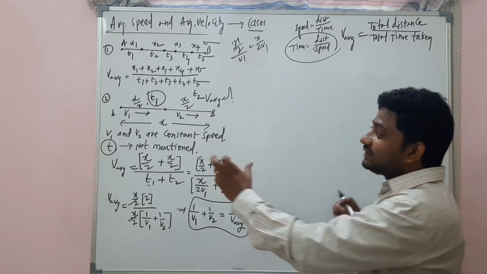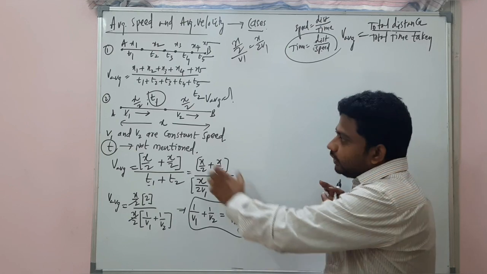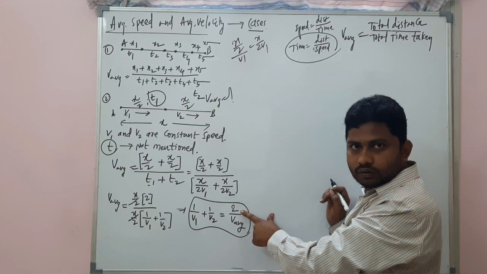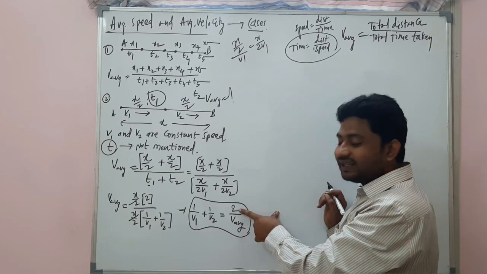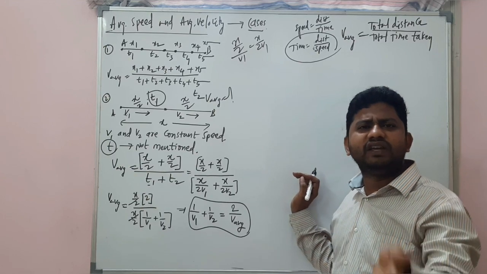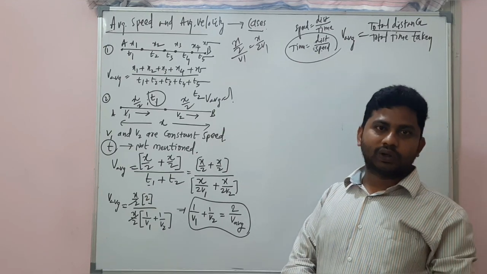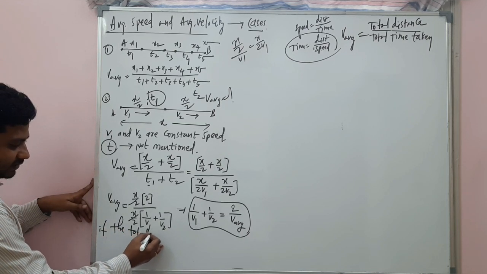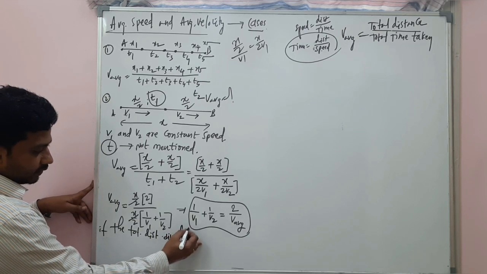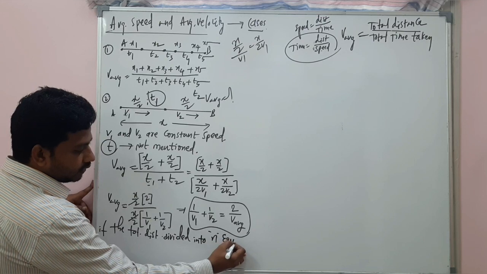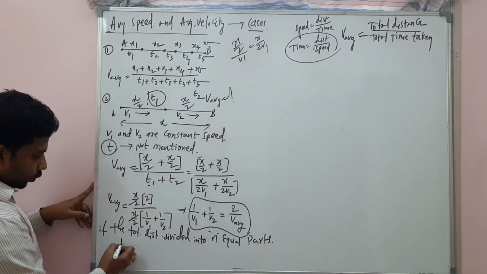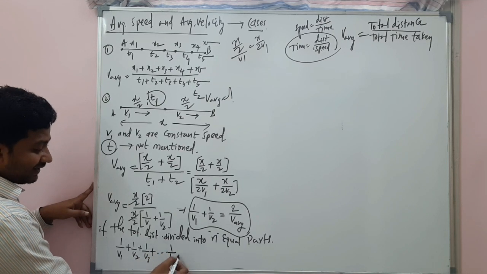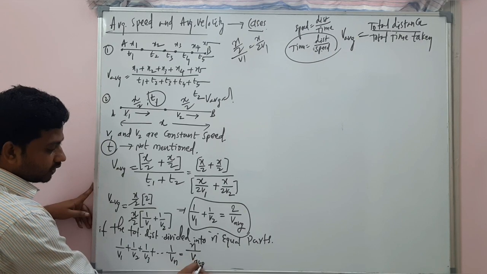When the total distance is divided into 2 parts, this is 2. When the total distance is divided into n equal parts, this is n. In each and every equal part, the constant speeds will be v1, v2, v3, v4, and so on up to vn. Now, if the total distance is divided into n equal parts, then you can write 1 by v1 plus 1 by v2 plus 1 by v3 plus so on 1 by vn, which is equal to n by v average, my dear students. Remember this.